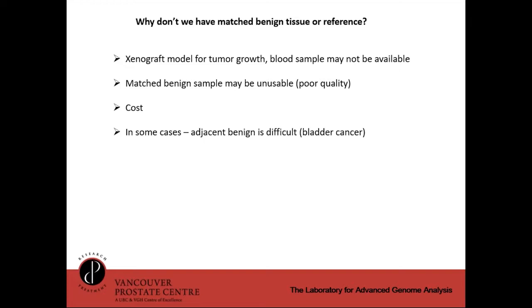Cost. In the case of a large cohort, if for every tumor you need a matched benign, you're essentially doubling your cost of the run. So this can get obviously very pricey, especially with whole genome sequencing. And in some cases, adjacent benign is just really difficult to acquire. One example is in bladder cancer, where I guess there really is no adjacent benign. It seems that the tumor profile is ubiquitous or pervasive throughout the entire bladder tissue.